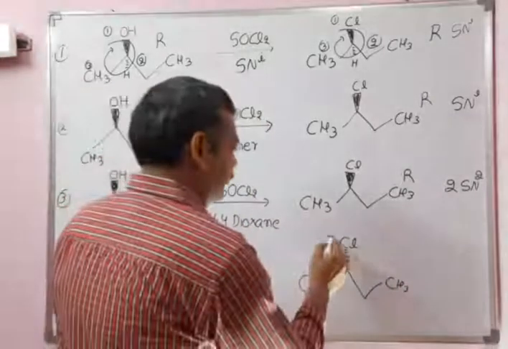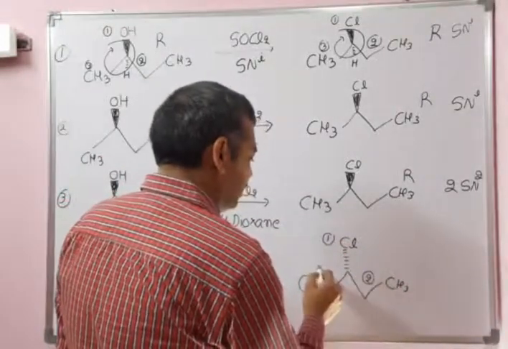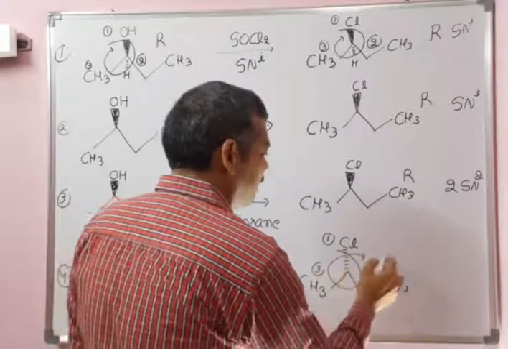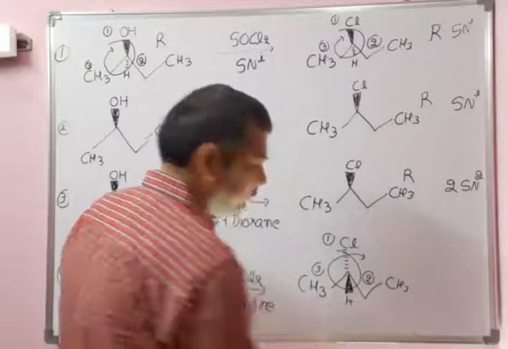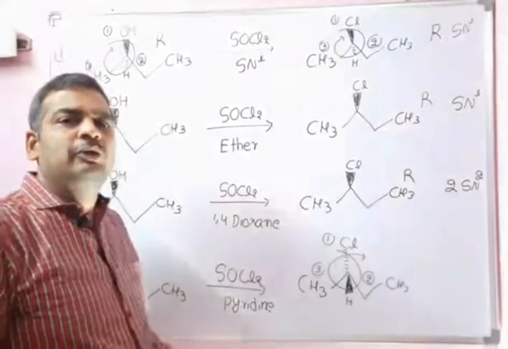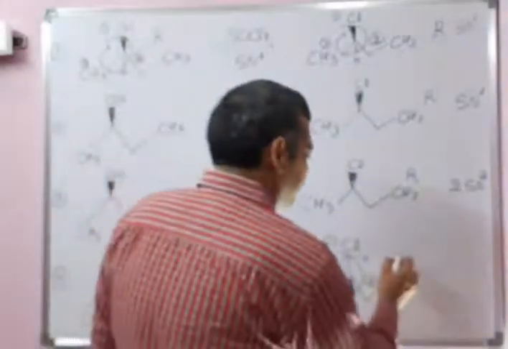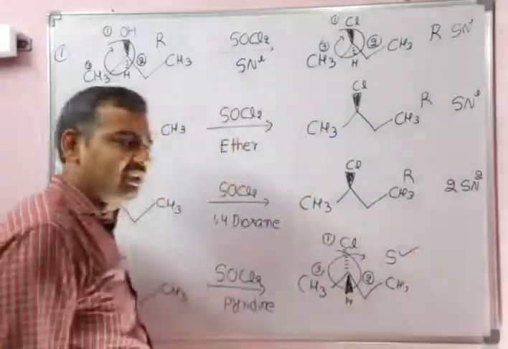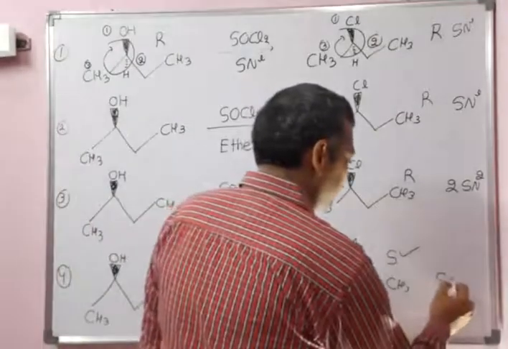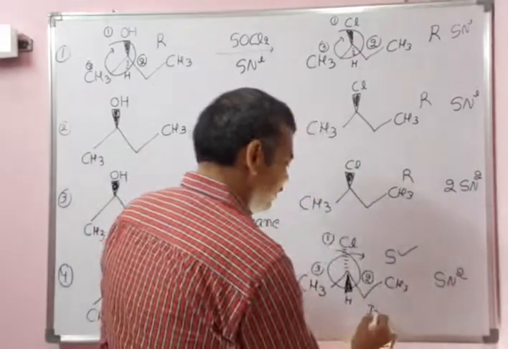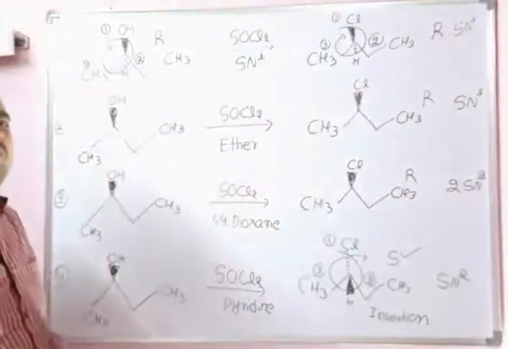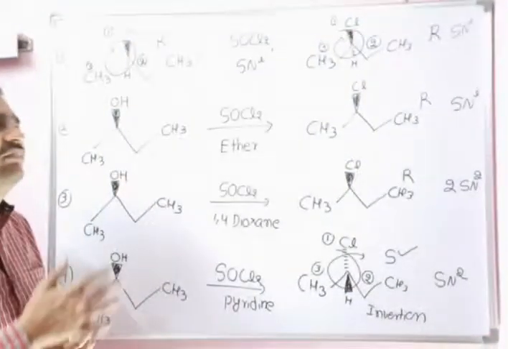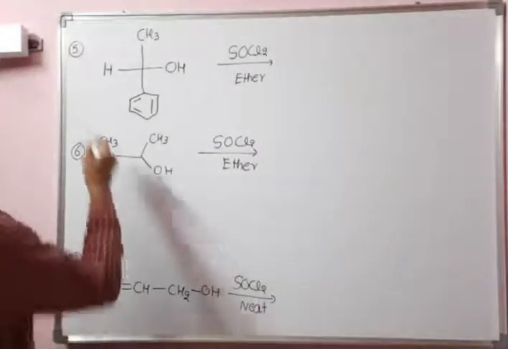Now, assign the priorities 1, 2 and 3. So, 1, 2, 3 is clockwise, but the least priority group is above the plane. That means if the least priority group is above the plane, we have to give the opposite configuration. This is the S isomer, there is no doubt. Inversion of the configuration, SN2 mechanism. Clear? The same one example we studied, halogenation in different solvents, with different mechanisms. Example 5, this is lactic acid.